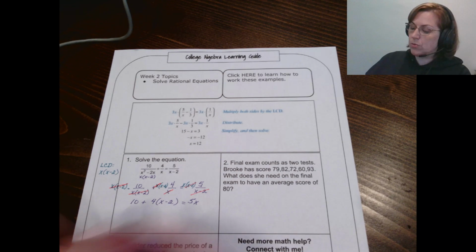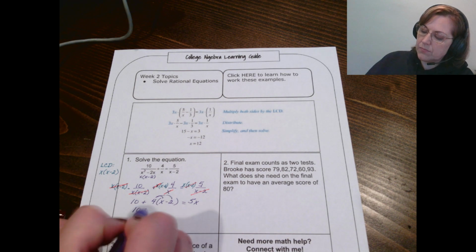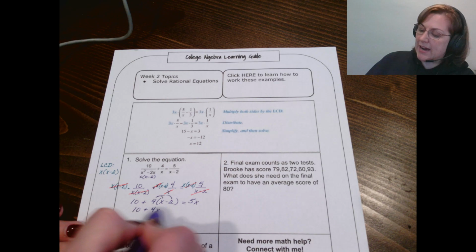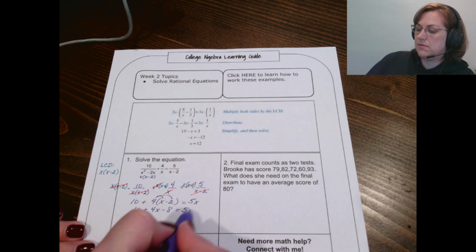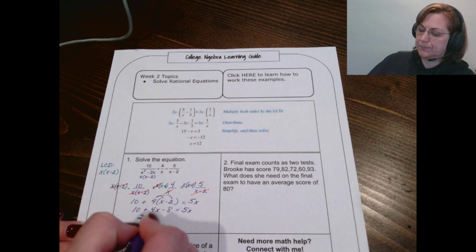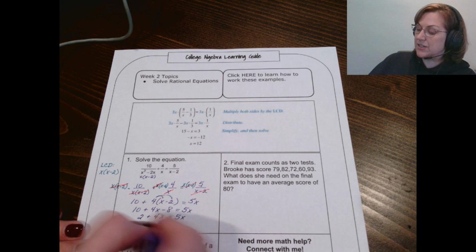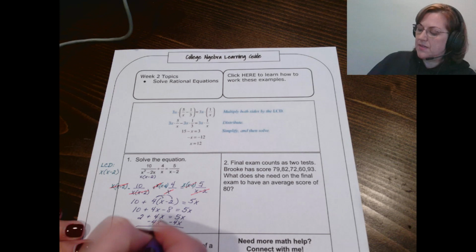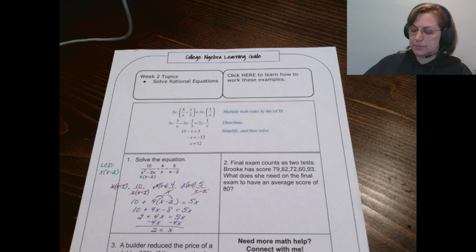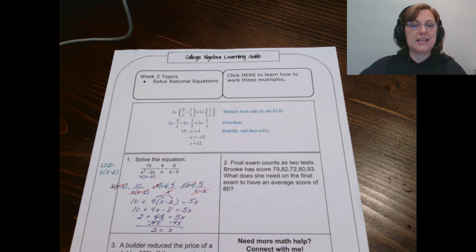So now you have an equation you can solve that doesn't have any fractions in it. So let's distribute the 4. That gives me 4x minus 8. Combine our like terms. 10 minus 8 is 2. And now I need to move all of the x's to one side. So I'll subtract the 4x. That gives me 2 equals x because you can see that my 4x's cancel. So I get that x is 2.